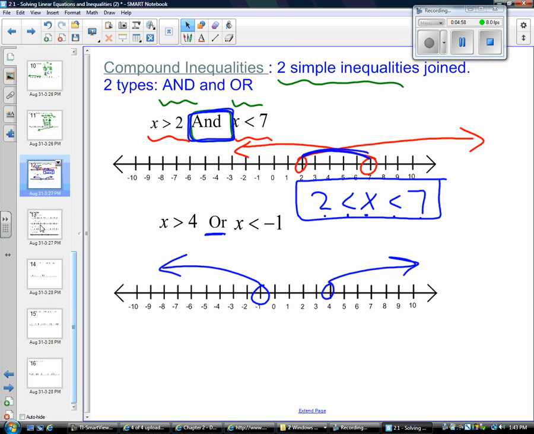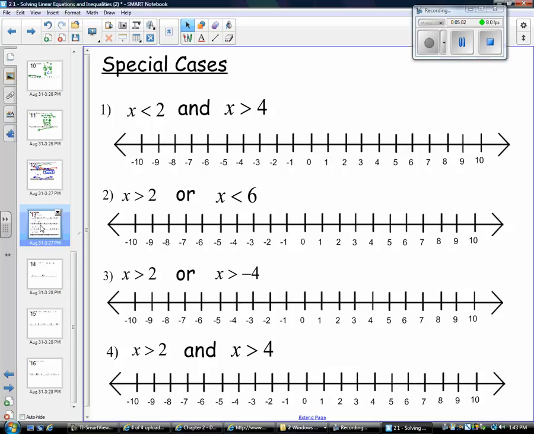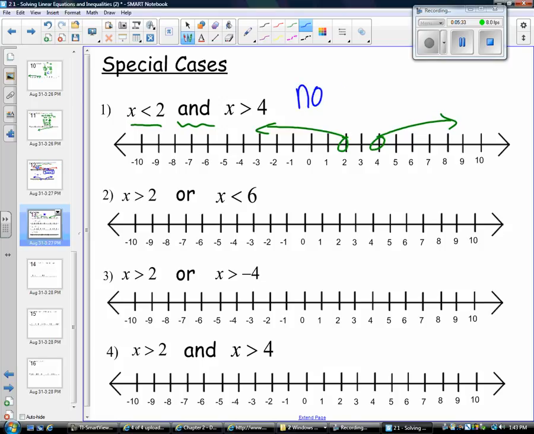Where this gets a little bit complicated is we have these special cases. And you are going to need to know these very well. So the first one I'll show you is the simple inequality of x is less than 2. So that's my green line. And x is greater than 4. Now, this specifically is an and in between it. So it's asking the question, where do the two lines overlap? And they don't overlap. So we would say that there's no solution.